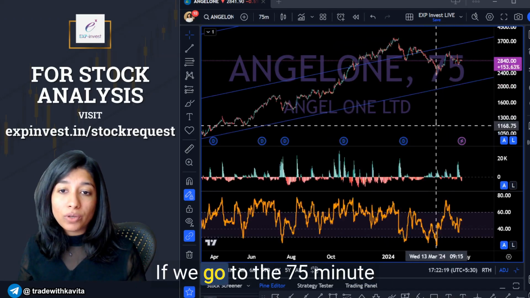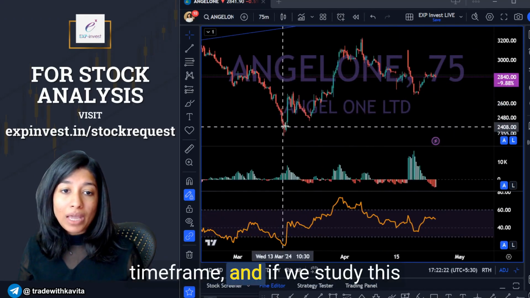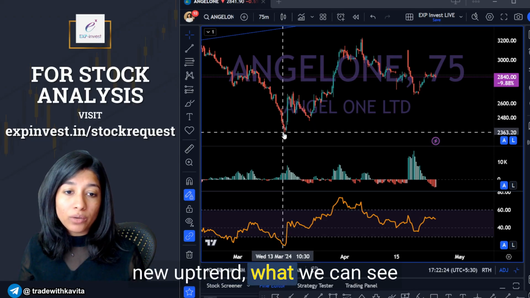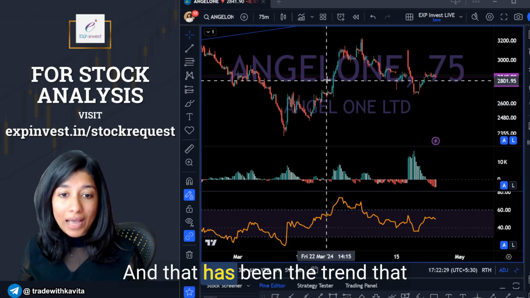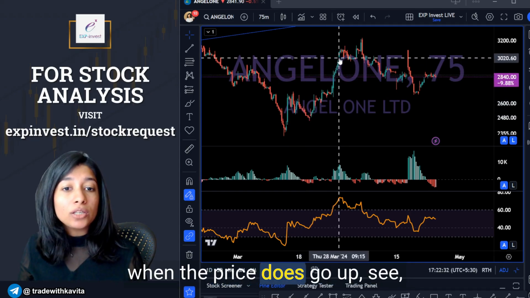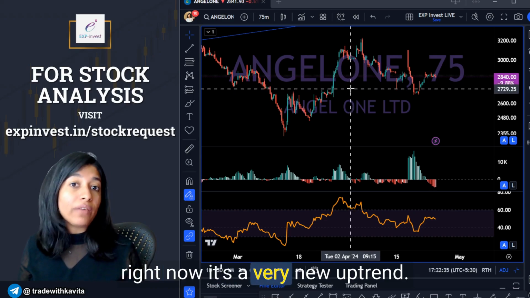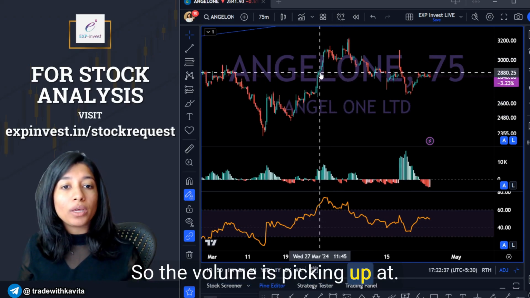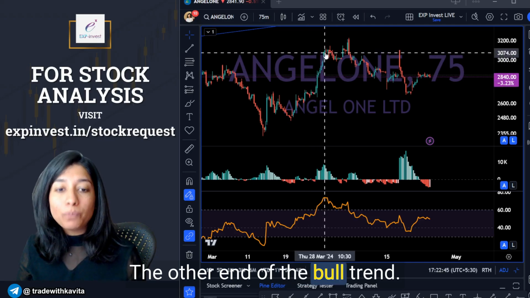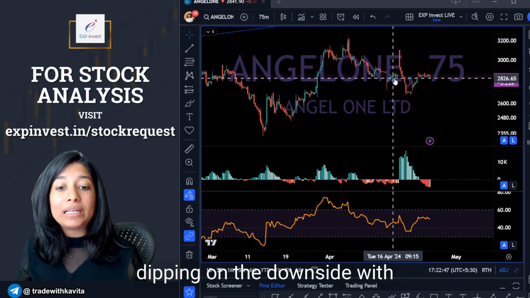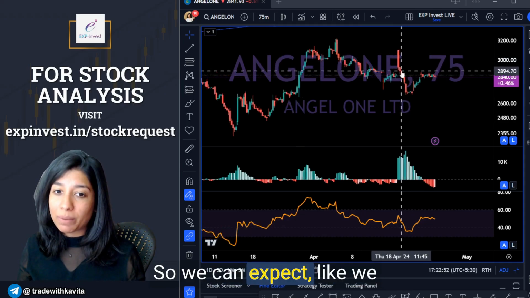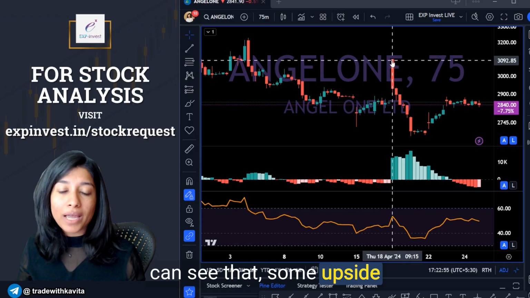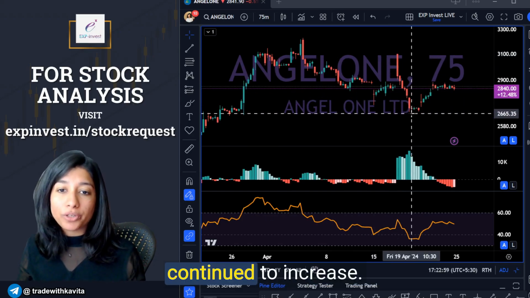And if we go to the 75-minute time frame and study this new uptrend, what we can see is that the volume picked up when the prices started to go up, and that has been the trend. Right now it's a very new uptrend, so the volume is picking up on the bull side, but the volume is definitely dipping on the downside, with an exception here, but the opening was pretty strong, so we can say that some upside activity did happen here. However, the volume continued to increase.